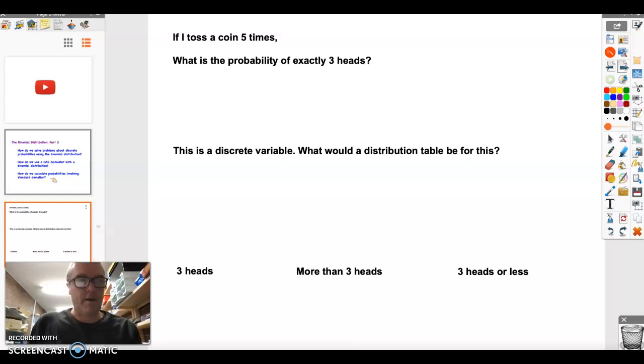So just to recap on binomial probabilities and also discrete distributions, we're going to work through this problem. If I toss a coin 5 times, what's the probability of exactly 3 heads? Because it's a discrete variable, what would the entire distribution table be for this? What would that look like? And then finally we'll calculate 3 probabilities: 3 heads, the probability of more than 3 heads, or 3 heads or less.